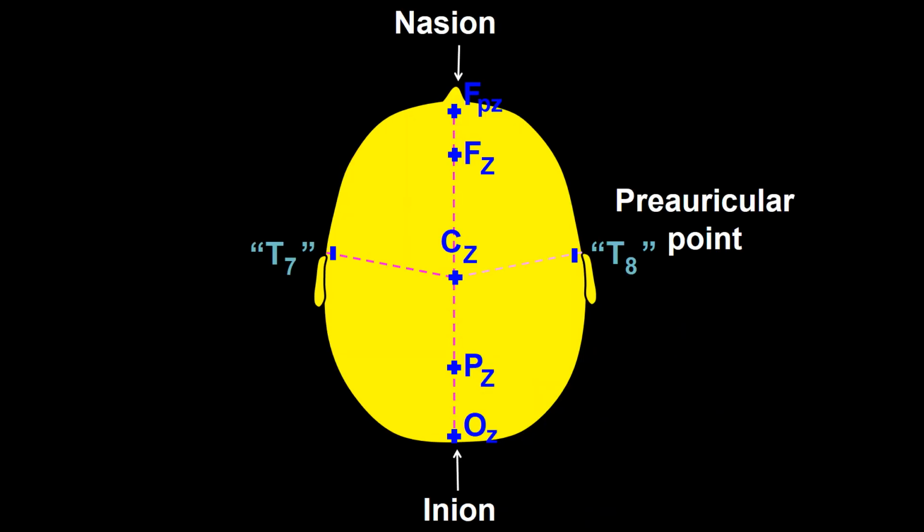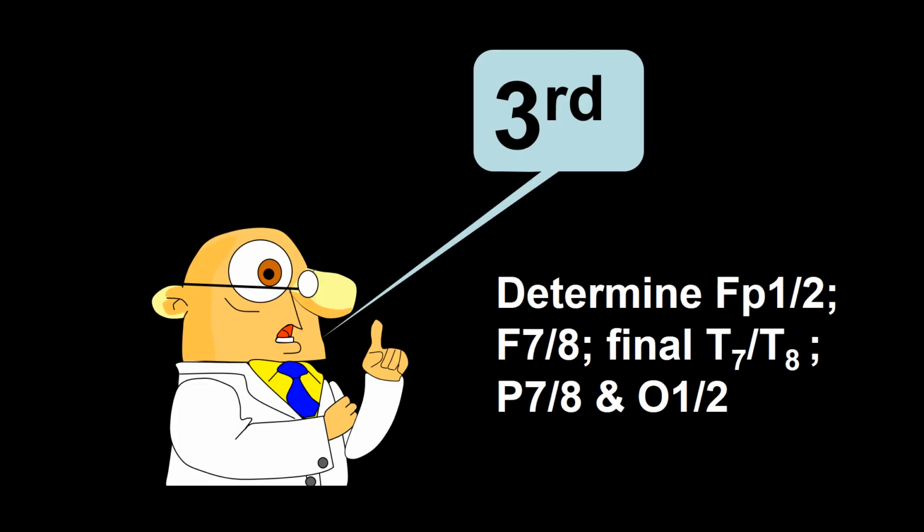Looking from above, this is how the head would look once both sides are done. Note that the odd number is to the left and the even number is to the right. The third step is to determine the sites for FP1 and 2, F7 and 8, the final sites for T7 and T8, the sites for P7 and 8, and for O1 and O2.